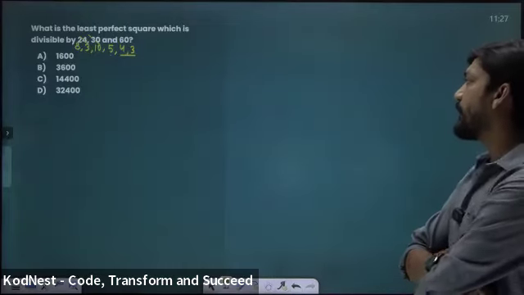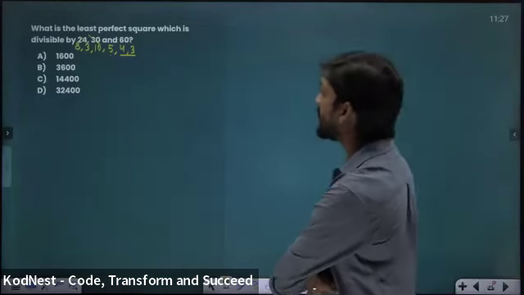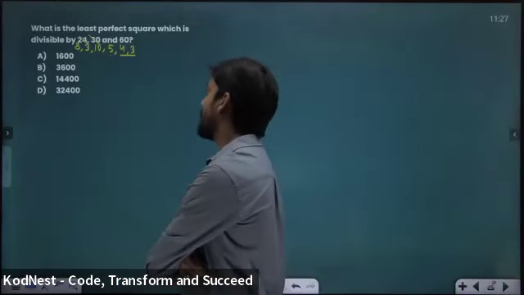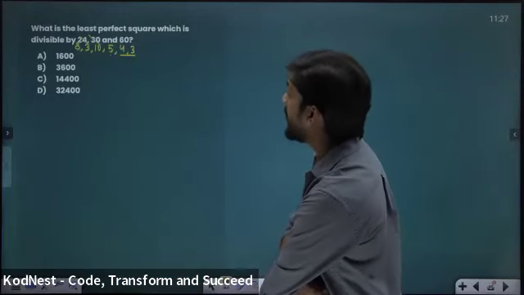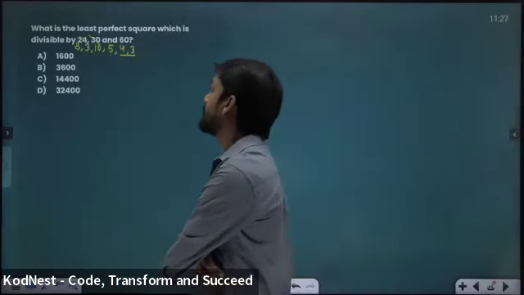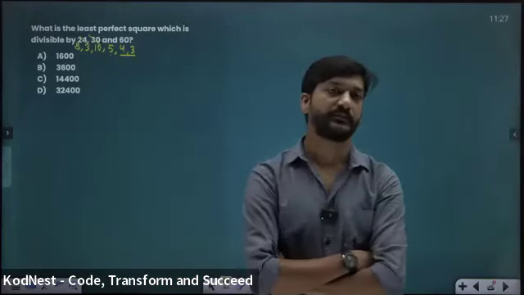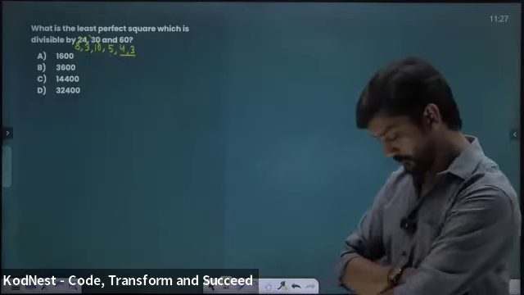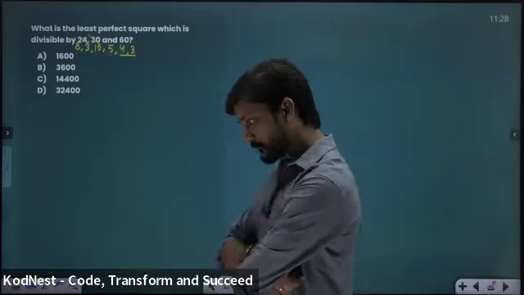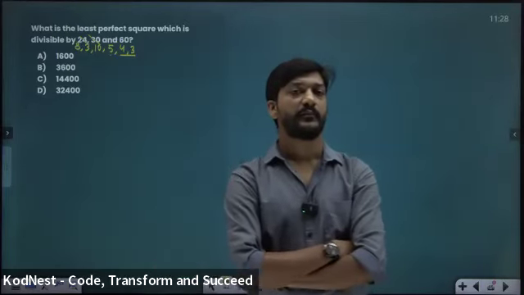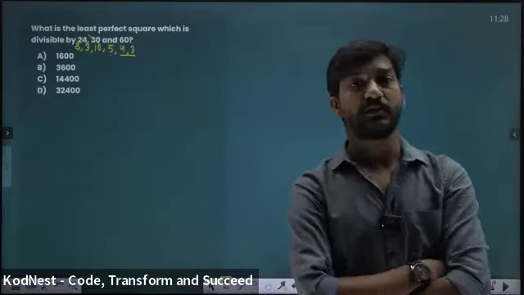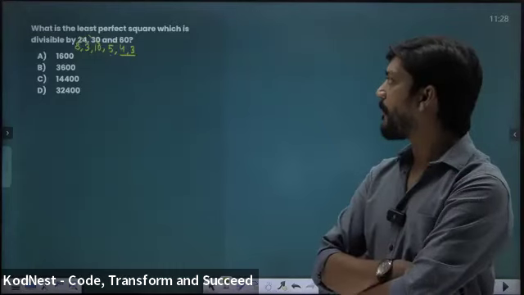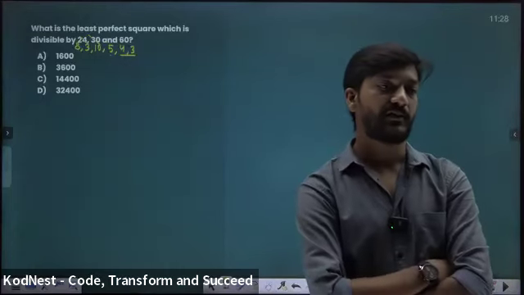All are divisible by 5. All are divisible by 10. All are divisible by 4. All are divisible by 8. Which option is right option? 32400. My dear, they're asking least.